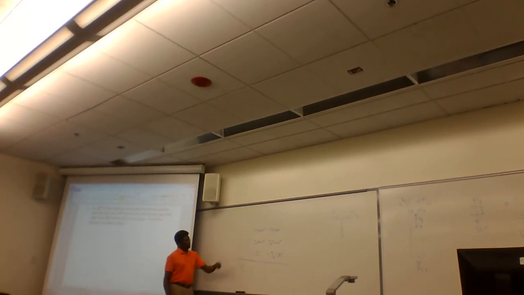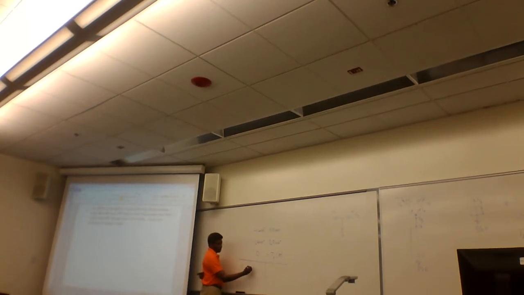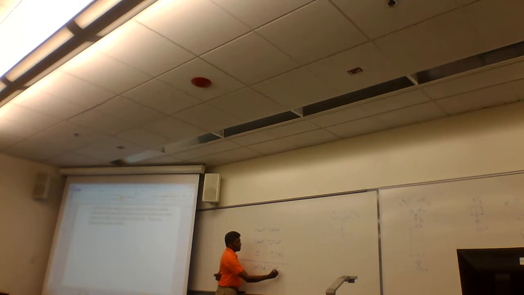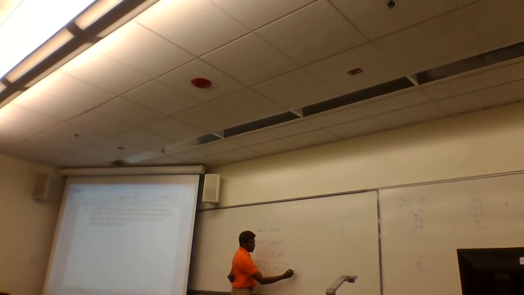What is the sigma for this one? T2 cosine 25 minus T1 cosine 50, right? What is the sigma for this one? It will be T1 sine 50 plus T2 sine 25 minus T3. I'm going to substitute it.